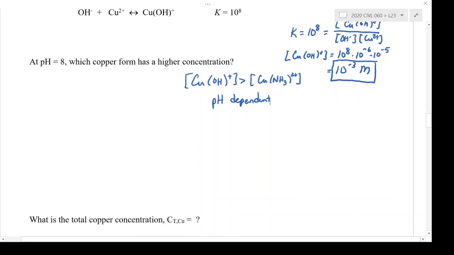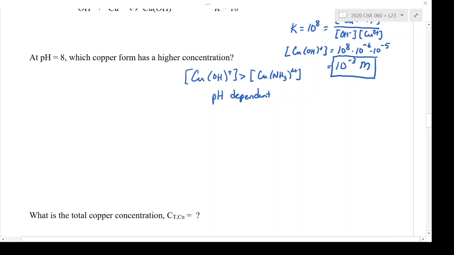Okay, so we've got one more thing to solve, and that is, what is the total copper concentration? So a lot of times students struggle with the idea of the CT, or what does that mean? And it's basically the idea that we're accounting for all of the places where copper can be in this problem. So copper can be present as free copper ion. It can also be present as the copper ammonia complex. And then it can also be present in this problem as the copper hydroxide complex. So the sum of those three things will give us the total copper concentration.